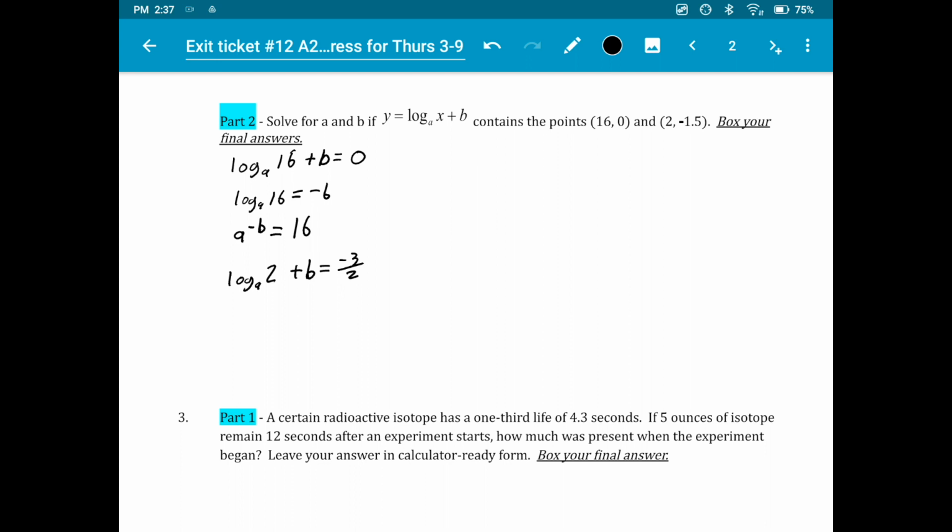And that I can simplify by saying log base A of 2 is equal to -3/2 minus B. This means that A to the -3/2 minus B is equal to 2.